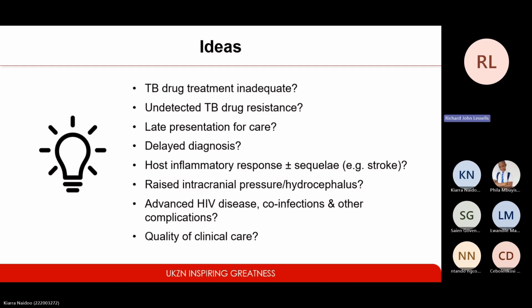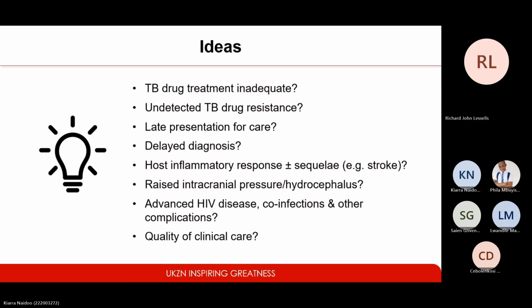Okay, so is it actually the predisposing condition, HIV, that's the problem? And so they're not dying of TB meningitis, but maybe there are other complications of their HIV that are contributing to the mortality. So that's good. Anything else? Okay, so that's a good start.